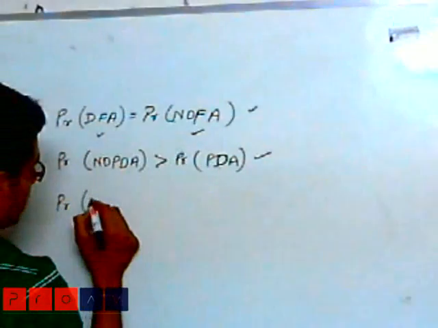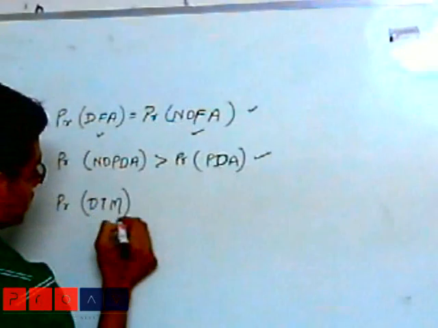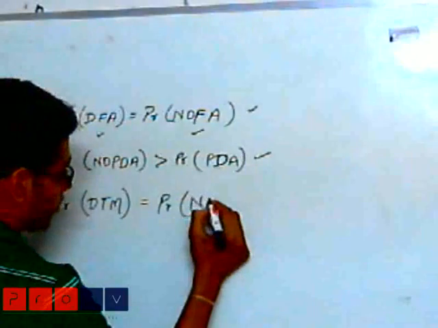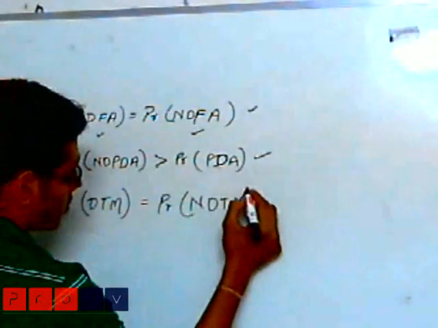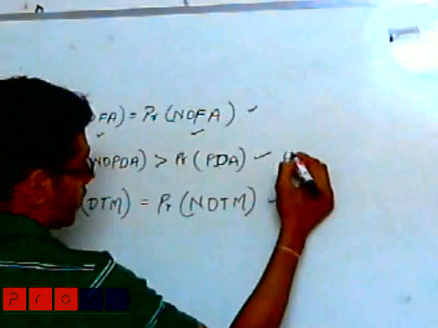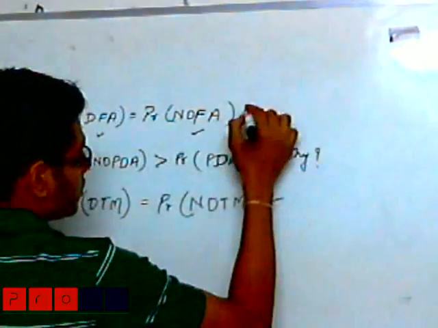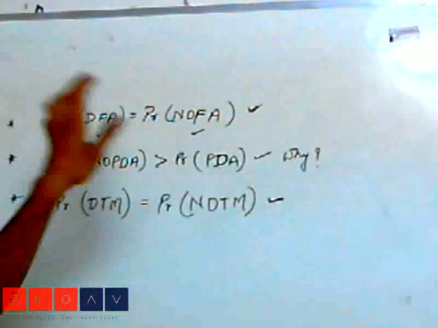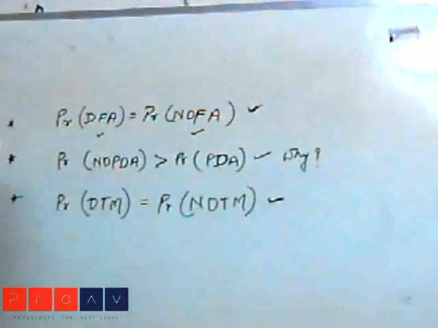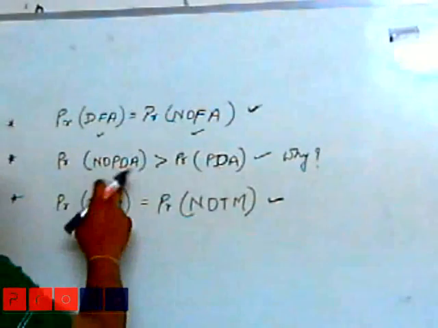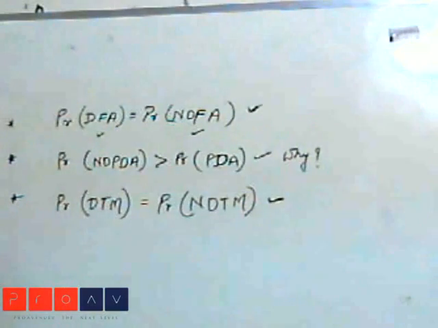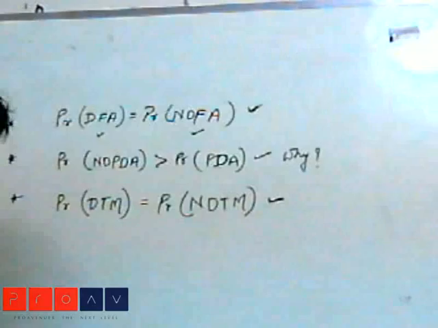Third, power of deterministic Turing machines is equal to power of non-deterministic Turing machines, obviously. They are going to ask why this is so. We will cover this in the next topic, next class possibly, if we will be able to cover it in the coming classes. So you make a note of this.